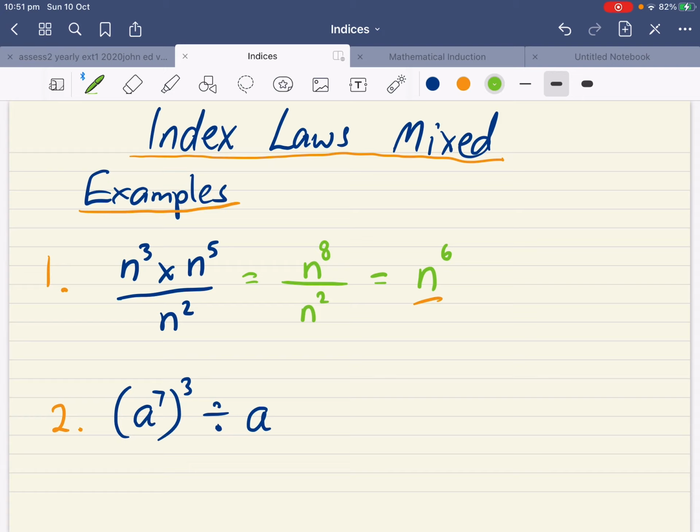All right, example number 2, let's go. We can see, hey, index law number 3, this is the power of a power here. So power of a power, keep the base the same, multiply the 2 powers, you get a to the 21. It's been divided by a. I'm not even looking at that divided by a yet. Just do one thing at a time. Now that we've done that, we can see we've got index law number 2. So this question was index law 3 and index law 2 combined. And we know when dividing, keep the base the same, minus the powers. And that there is your correct answer.